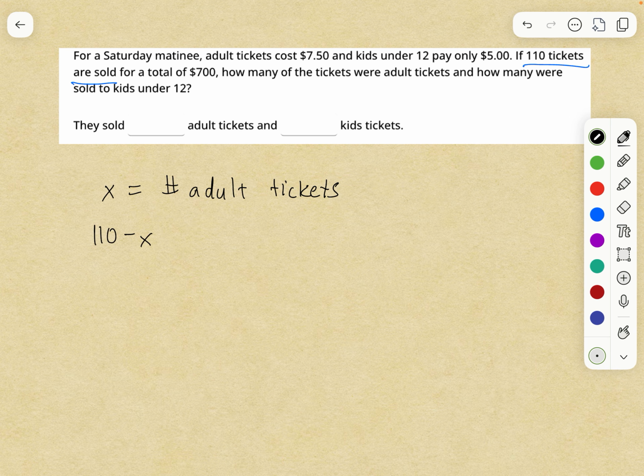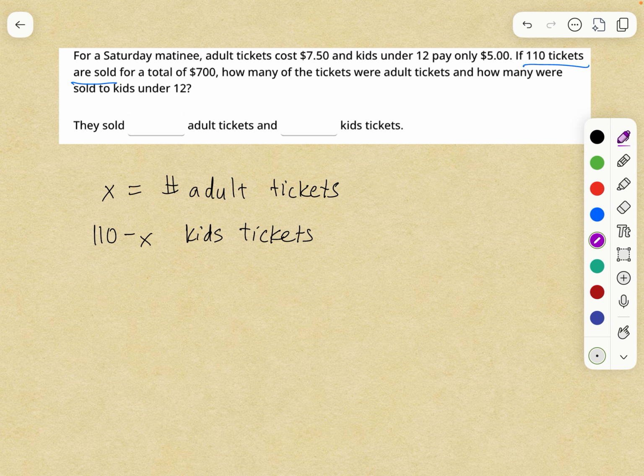110 minus X, because it's the remaining, right? You start off with 110 tickets. X of them are for adults. Then the remaining, that's 110 minus X, must be for kids. So 110 minus X is the number of kids tickets.